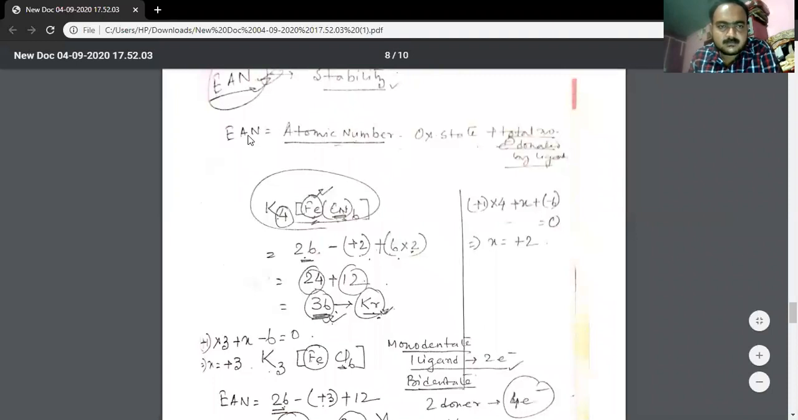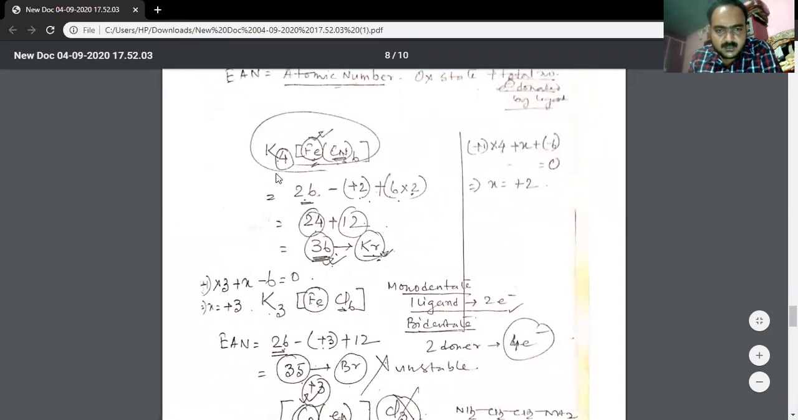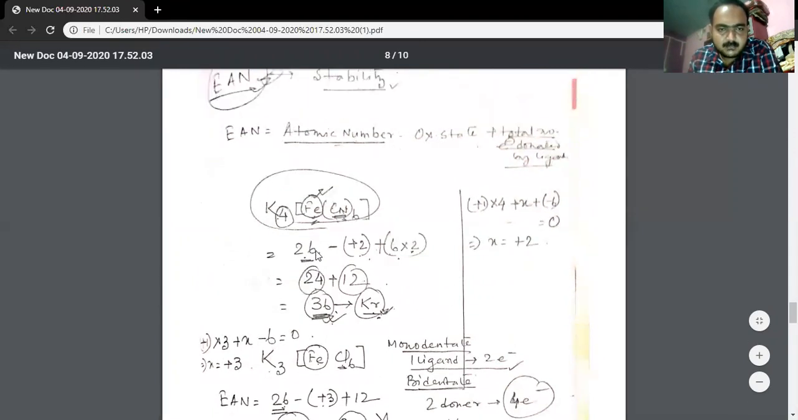Now see, the formula is: atomic number minus oxidation state plus total number of electrons donated by the ligands. Now you see, in K4[Fe(CN)6], potassium ferrocyanide, what happens? Atomic number, that is 26, minus, you should find out the oxidation state.